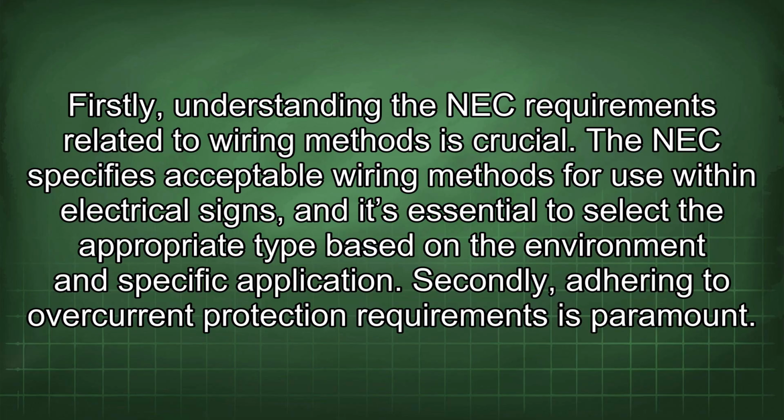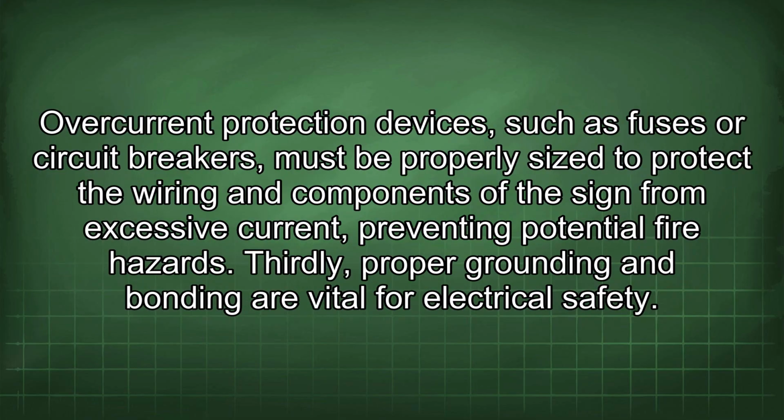Firstly, understanding the NEC requirements related to wiring methods is crucial. The NEC specifies acceptable wiring methods for use within electrical signs, and it's essential to select the appropriate type based on the environment and specific application. Secondly, adhering to overcurrent protection requirements is paramount. Overcurrent protection devices, such as fuses or circuit breakers, must be properly sized to protect the wiring and components of the sign from excessive current, preventing potential fire hazards.